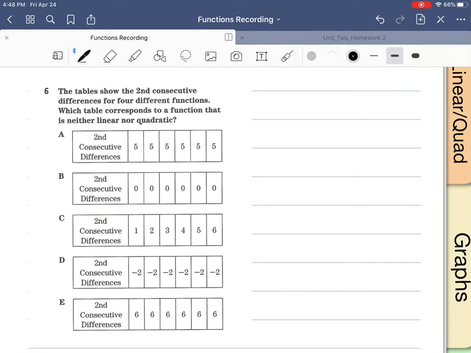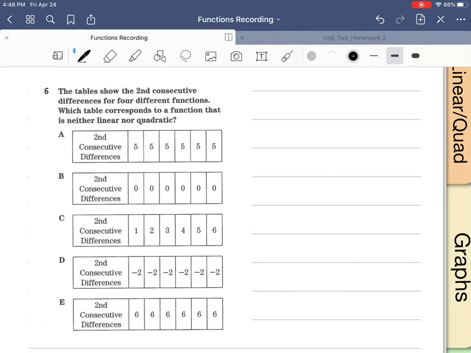And you may be thinking, but there are 5 choices. Which table corresponds to a function that is neither linear nor quadratic? So 4 of these tables represent linear or quadratic functions. And then one of them is the weird one, the one that we have to find.